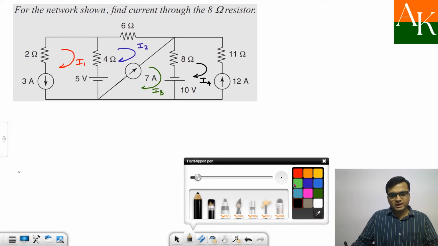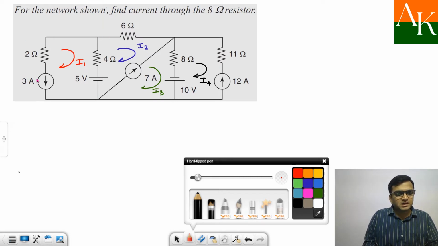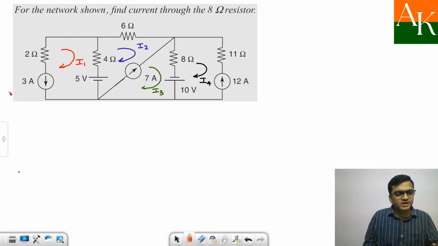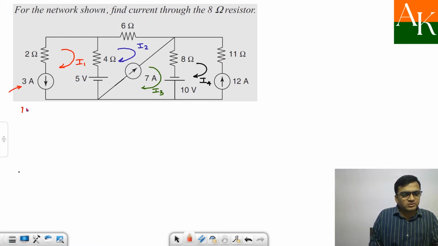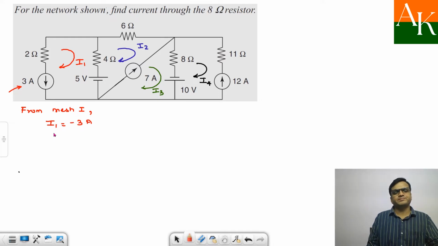Now, if you look at mesh 1, you can't apply KVL over here. But this current source is present on the outer side of this mesh. This is not the shared current source. So you can write from mesh 1: you can't apply KVL over there, but I1 is moving upward and 3 ampere is moving downward. So that will clearly give me one value. I1 is equal to minus 3 ampere.